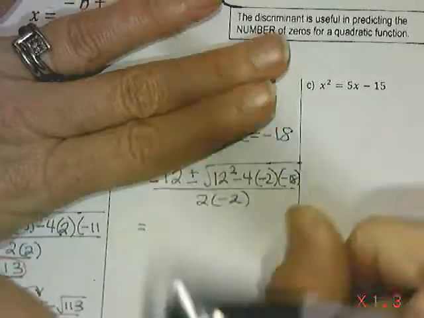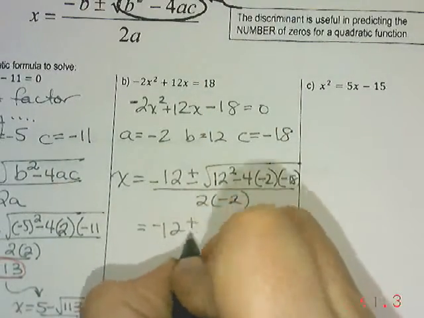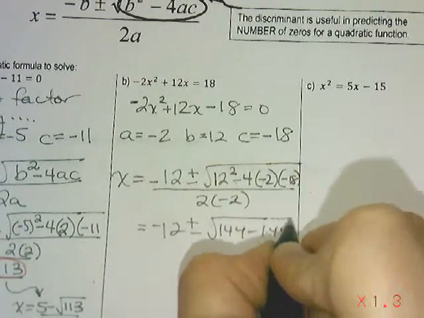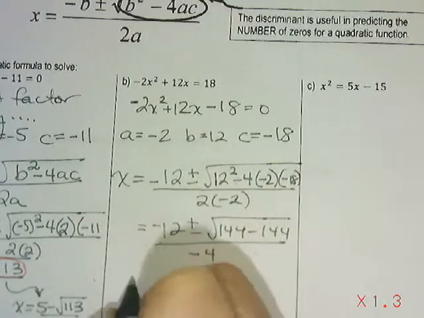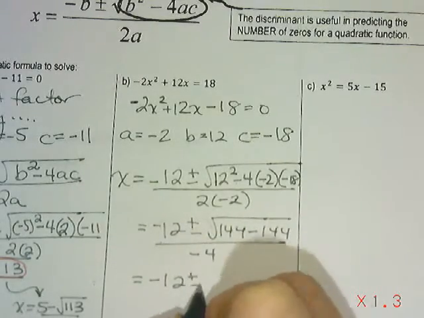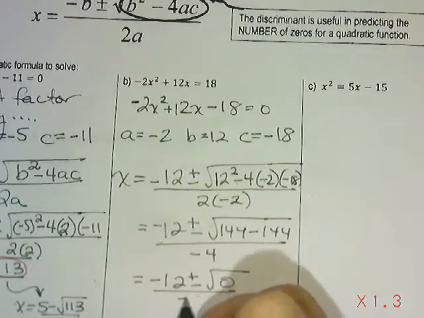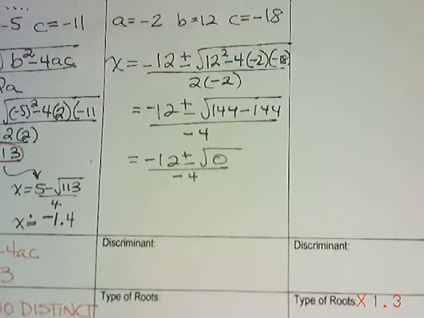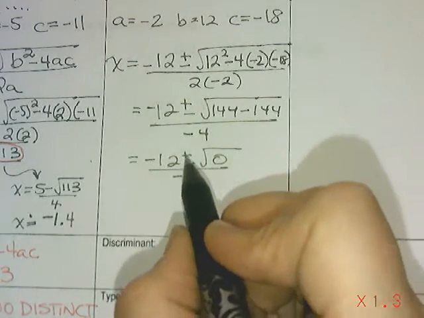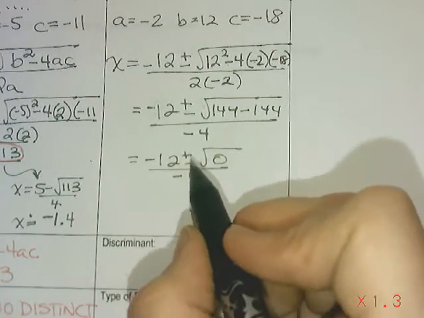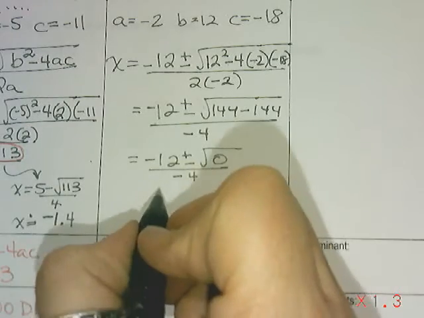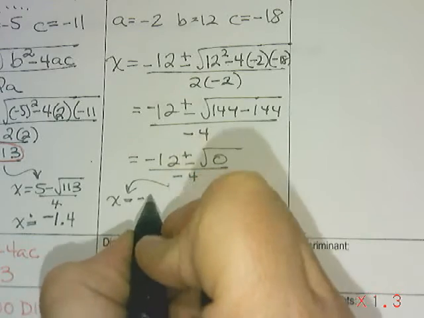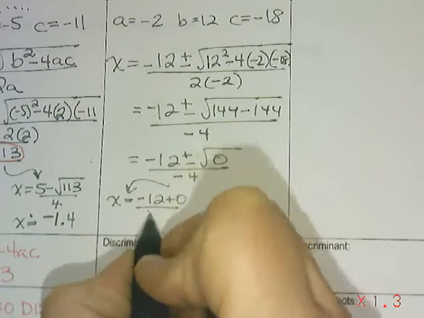This comes out to negative 12 plus and minus the square root of 144 minus 144. I get plus and minus the square root of 0, all over negative 4. The square root of 0 is a nice easy 0. And we don't really talk about a positive 0 and a negative 0, but I do have to add it and subtract it with my formula. And so I get x equals a negative 12 plus nothing over negative 4.